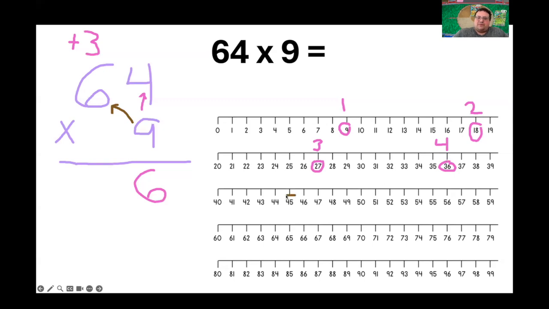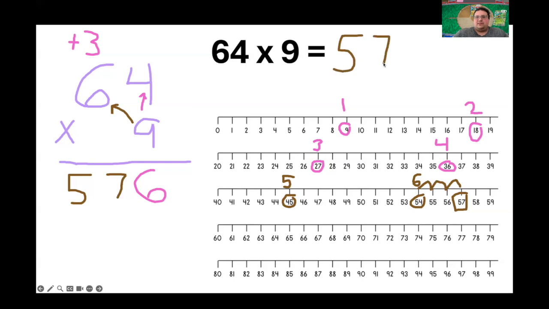9 times 5 is 45, and 9 times 6 is 54. But don't forget, I need to add 3. 1, 2, 3, and I land on 57. So 64 times 9 equals 576.